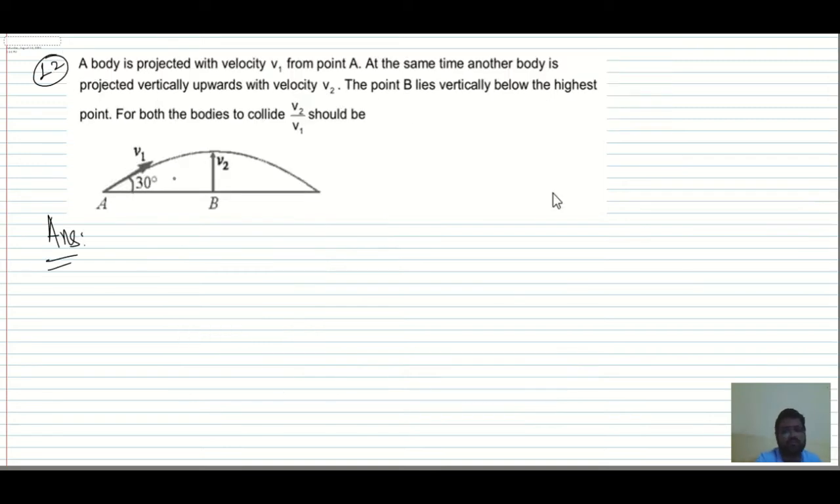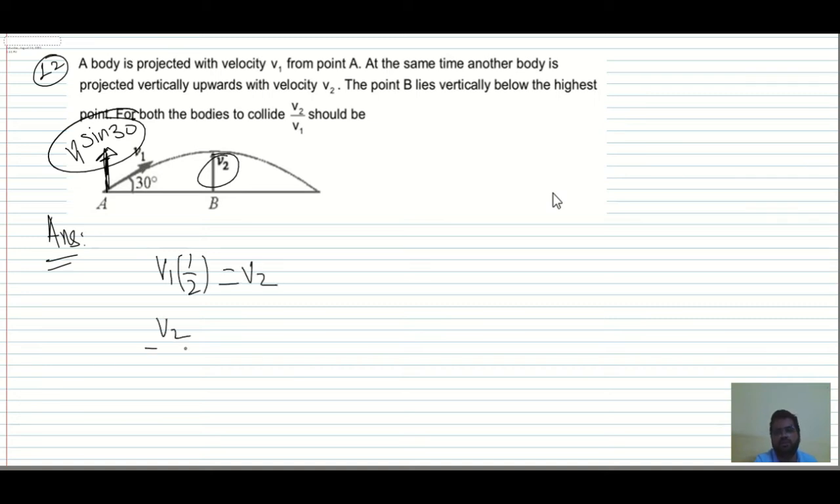Okay. 12th one, a body is projected with velocity v1 from a point. At the same time, another body is projected vertically upward with velocity v2. The point B lies vertically below the highest point. For both of the bodies to collide, find v2 by v1. See, this v1's component, v1 sine 30 degree, if this is equal to v2, then and only then they will collide. If this is not equal, then they will never collide. So we can write v1 into 1 by 2 must be equal to v2.